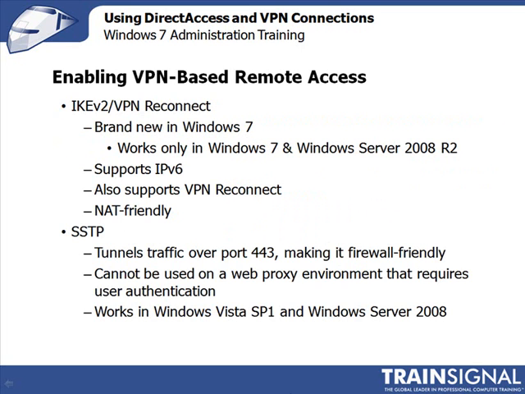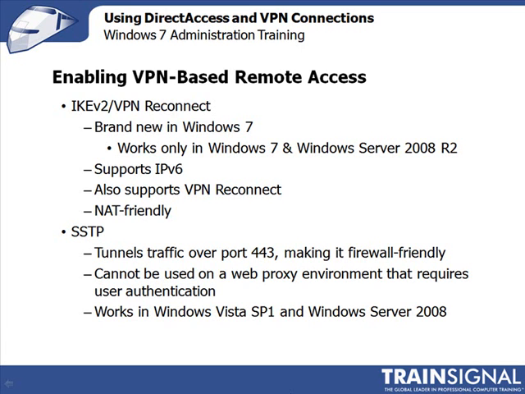IKEv2 and VPN Reconnect is brand new in Windows 7 and only works with Windows 7 and Windows Server 2008 R2. This connection method supports IPv6 as well as VPN Reconnect, which we'll be discussing soon. It's also network address translation friendly. There used to be a day when VPNs were a real pain in the neck to administer because network address translation continually got in the way. With network address translation being in wide use on the internet, VPN connection methods really do need to support NAT traversal, which is something that IKEv2 does.